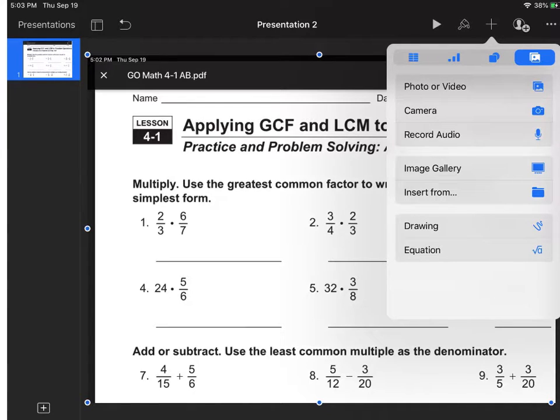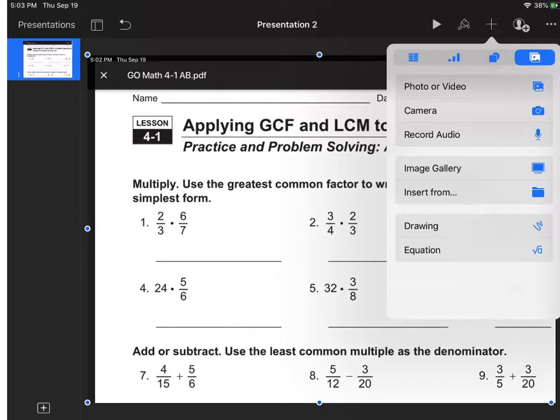And then the last problem I'm going to do today is 32 times 3/8. 32 is a whole number, so I put it over 1. 32 times 3, I knew that one. That one's 96. 1 times 8 is just 8. Now I need to long divide again.